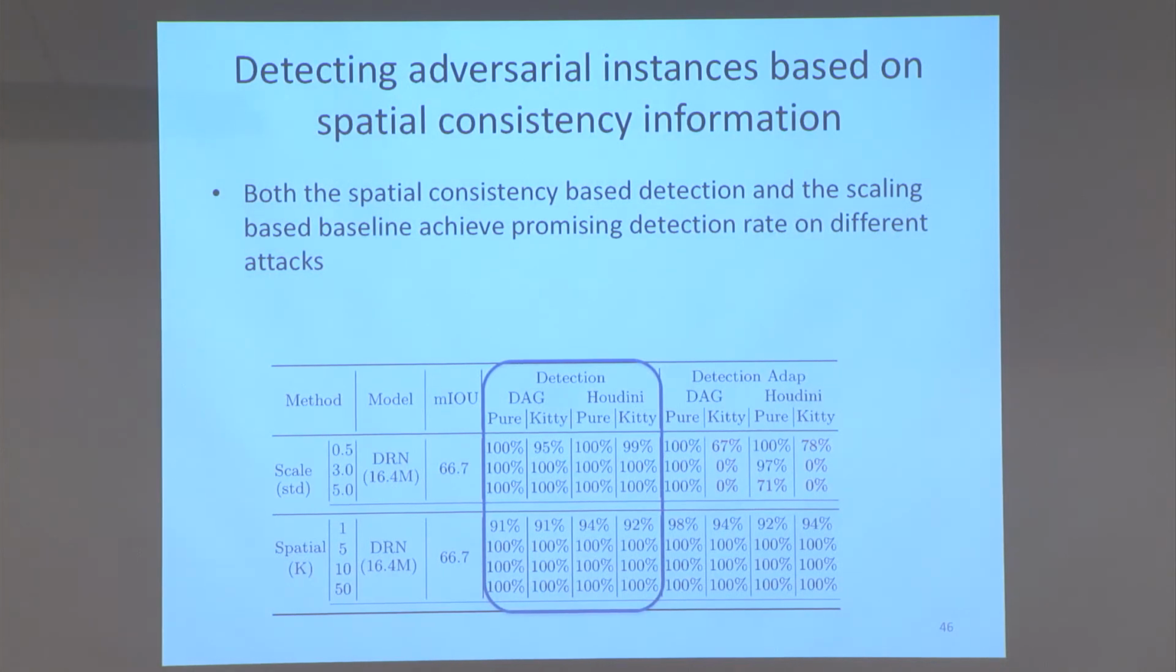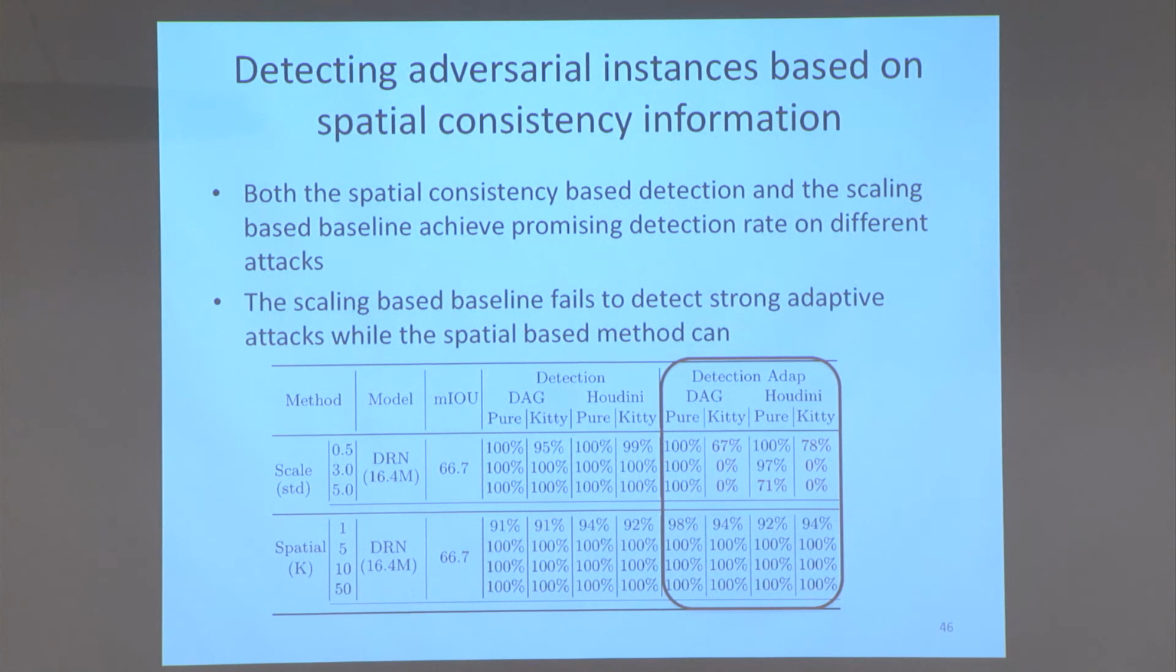Looking at some quantitative results, under different types of attack, DAG and Houdini are different attacks against segmentation, and you can see the detection rate is almost 100%. One nice thing is that if you consider the adaptive attacker, as I mentioned, even though the attacker knows you use this detection method to detect their adversarial examples, the detection rate is still almost 100%.